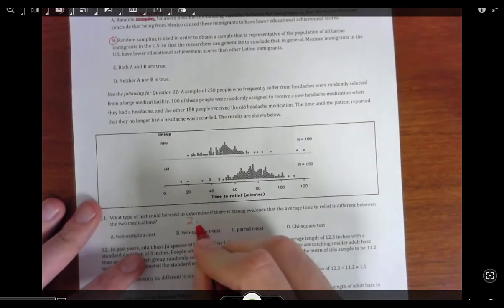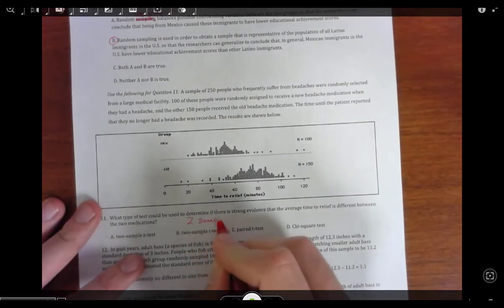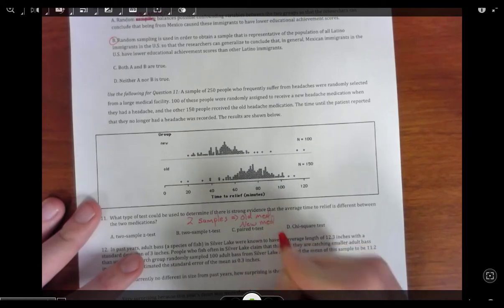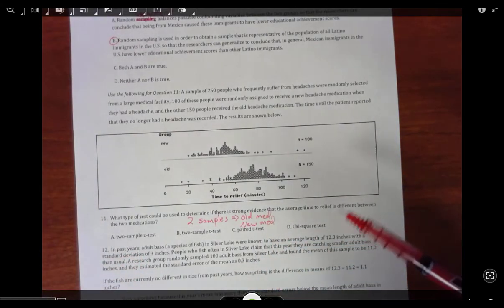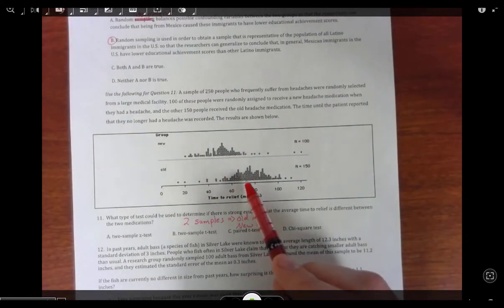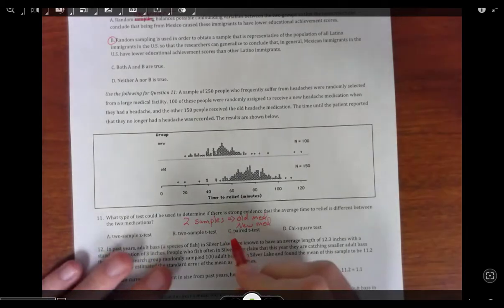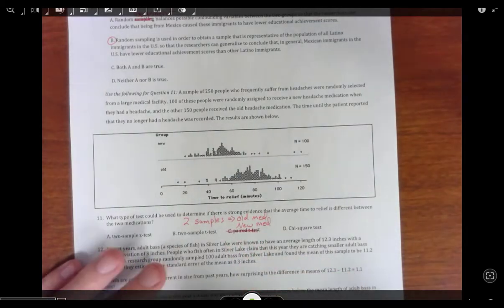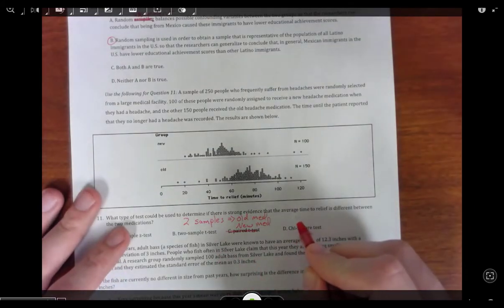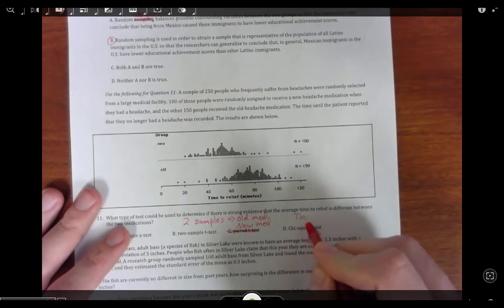So we have two different samples, one for the old med and one for the new med. And as far as we know, they don't give us any reason to believe that the two results are paired. So we don't have anyone from group 1 who's taking the new medication to compare to someone who's taking the old medication. So if we can't compare someone in group 1 and group 2 directly, we can eliminate a paired test.